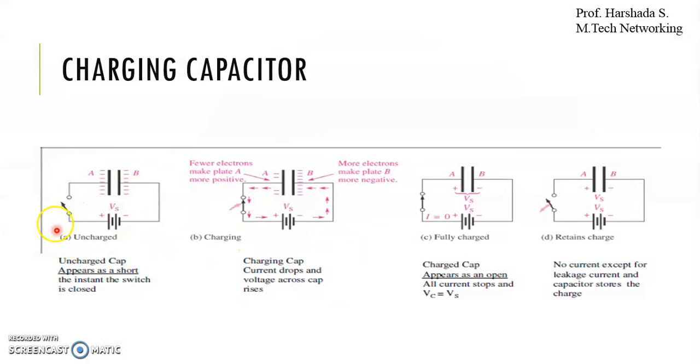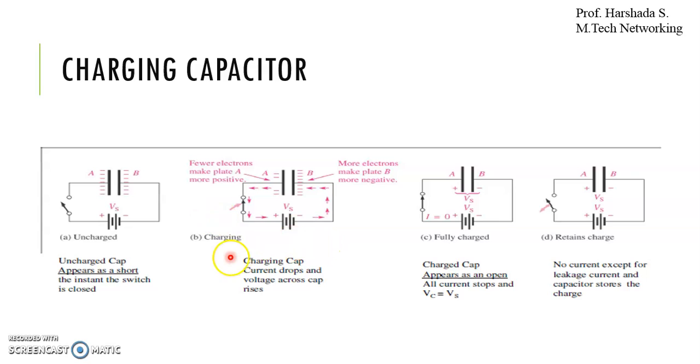Now see, first this is the A knob and the B knob. Normally here they give one plug, and this plug is open. So from this circuit the current is not flowing yet. That's why here they give the A position, that is the uncharged. An uncharged capacitor appears as a short the instant the switch is closed. Whenever the current flows in this circuit, when this key gets closed, at that time your current will flow through this circuit.